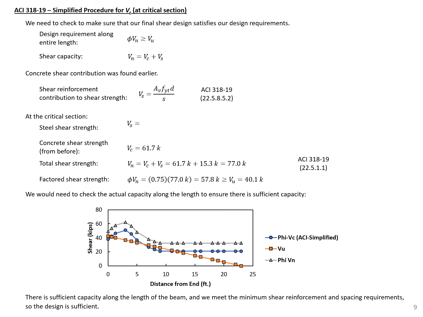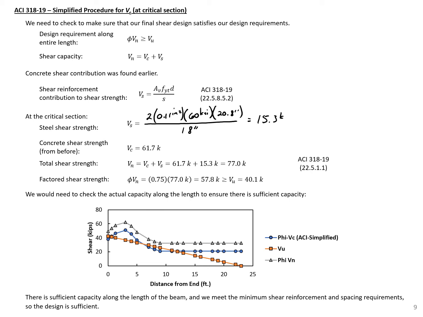The last thing that we need to do for the simplified procedure is we need to calculate the actual phi Vn and make sure that it's greater than or equal to Vu. And to do this, we'll need to calculate our Vs that's provided by the reinforcement that we have. So we had 2 number 3 bars times 60 ksi times our d, which is 20.8 inches, all divided by our spacing, 18 inches, and we'll get a Vs here of 15.3 kips.